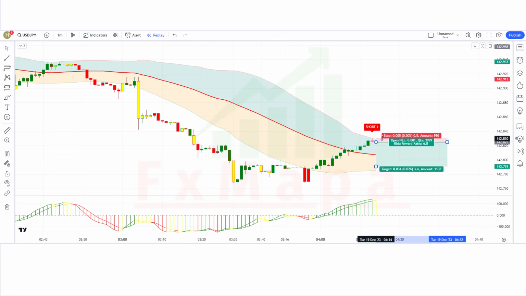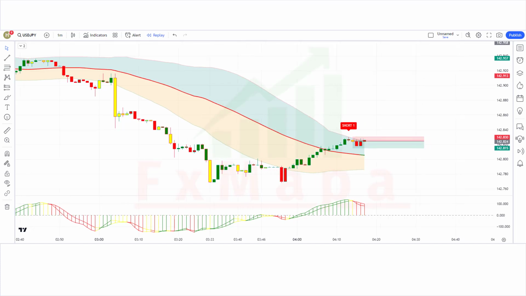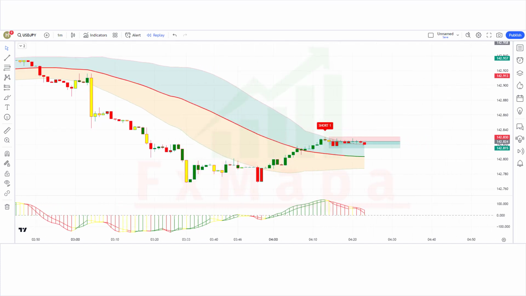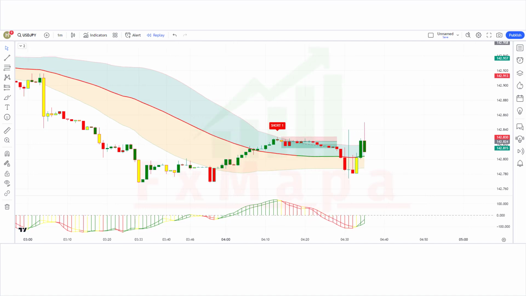Our stop loss will be placed at the current market of higher level. And the risk to reward ratio will be 1:1.5. Let's see what happens to our trade. Our trade is running in profit. We have won the trade. Wait for the next signal.